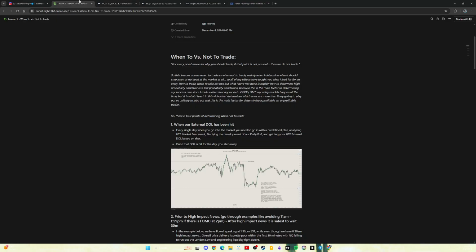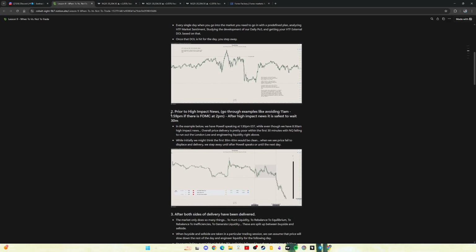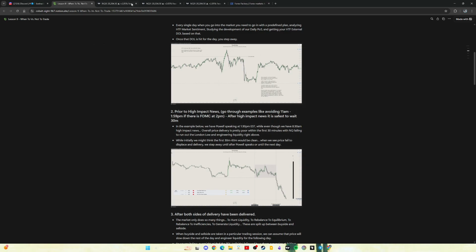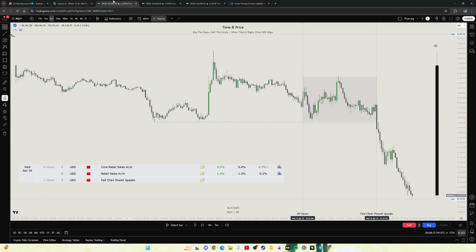Now, on to point 2. We want to avoid trading prior to high impact news. So that would be such as avoiding 11 a.m. to 1:59 p.m. if we have FOMC at 2 p.m. And the best conditions that we can wait for if there is high impact news is to wait for after that is released.